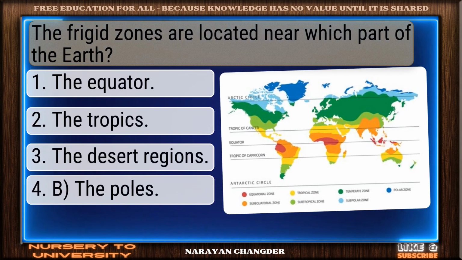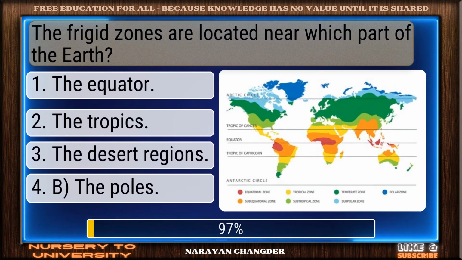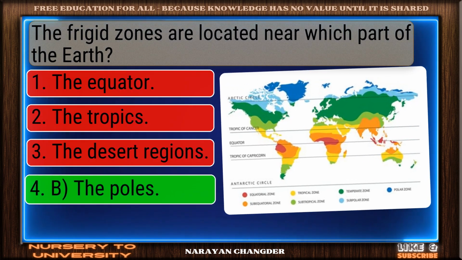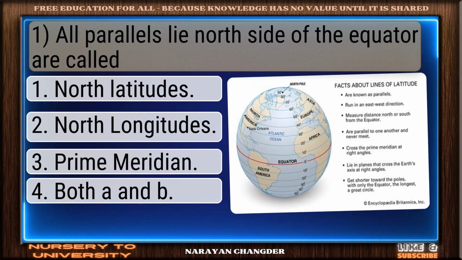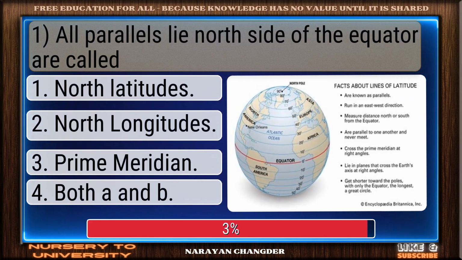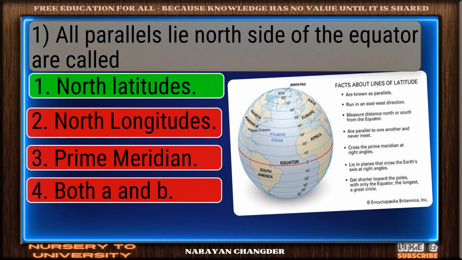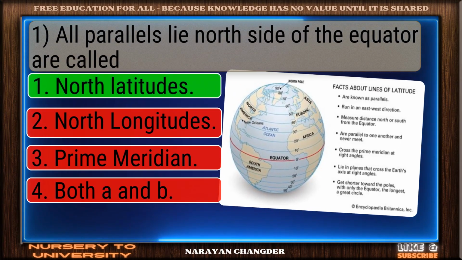The frigid zones are located near which part of the Earth? Sharp thinking. B, the poles is the right choice. All parallels that lie on the north side of the equator are called? On track. North latitudes is the correct answer.